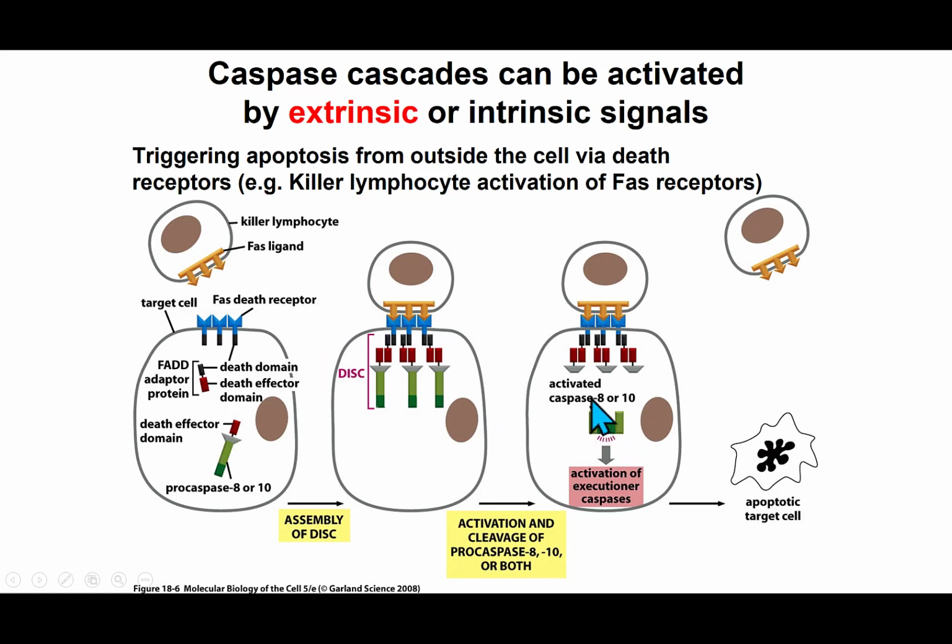And if you have an activated initiator caspase, that will go on to cleave and activate a number of executioner caspases. They'll cleave the specific proteins again that give you the phenotypes of apoptosis.